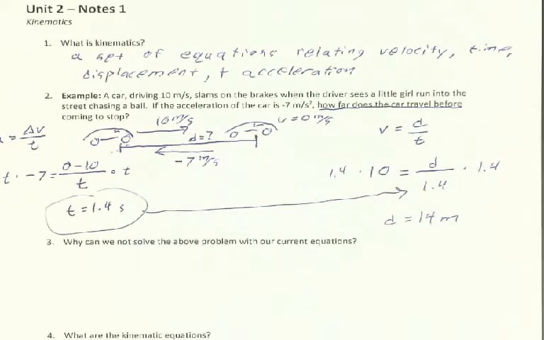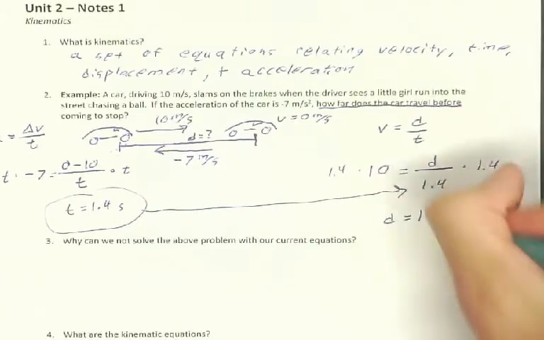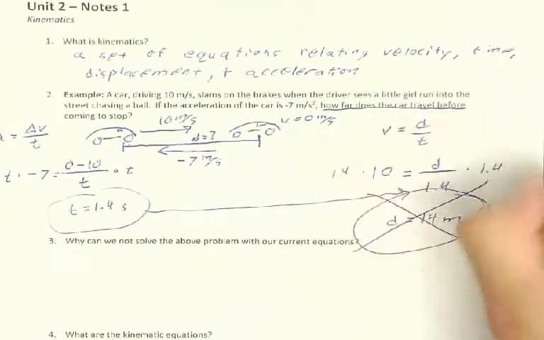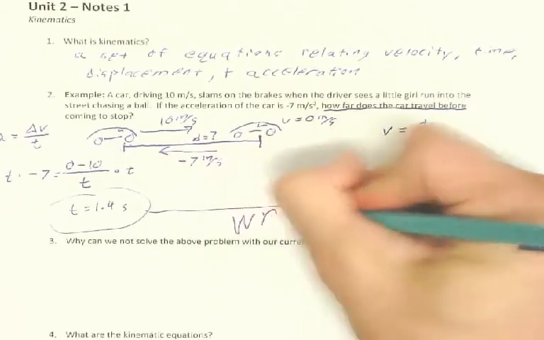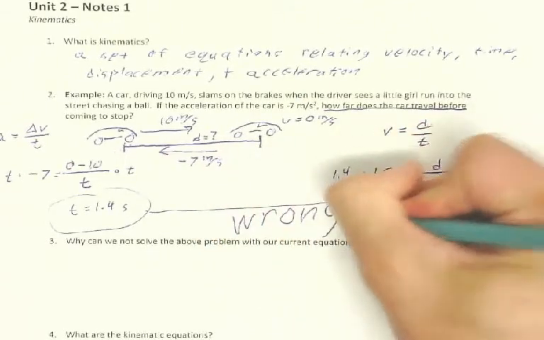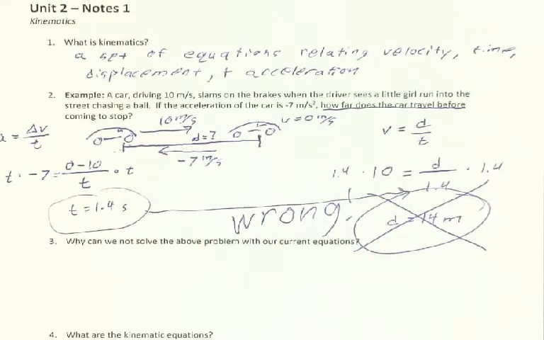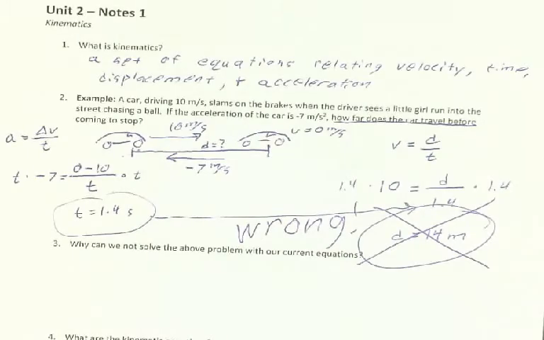Okay, not so bad, except that's wrong. You're welcome. We just solved that whole problem and it's totally wrong. It doesn't work. You can't do that. Here's why you can't do that. Remember V equals D over T? We said it only works if the acceleration is 0. And guess what? It's not. So we can't use that equation.